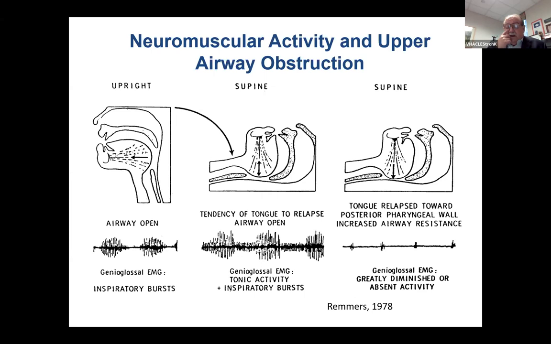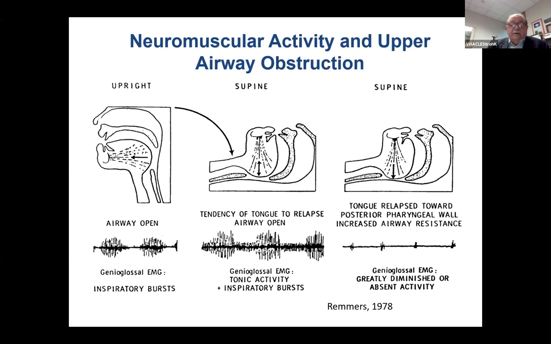So this is the original paper by Remmers. He measured genioglossal EMG with a guy named Ron Harper. You get the airway open, you lie people down, and the EMG activity in your tongue increases, and when you're asleep, it's lost.